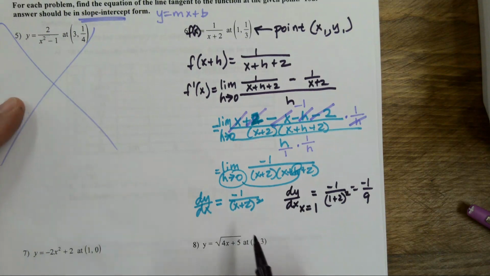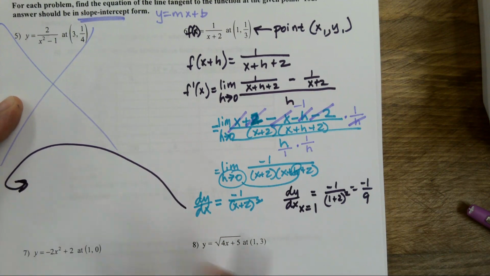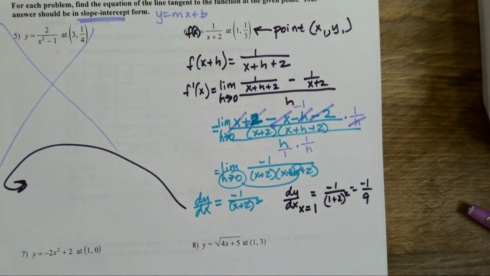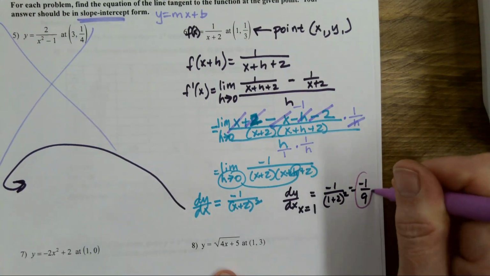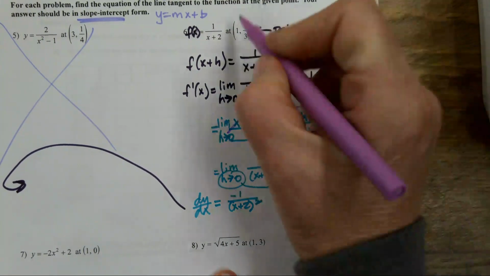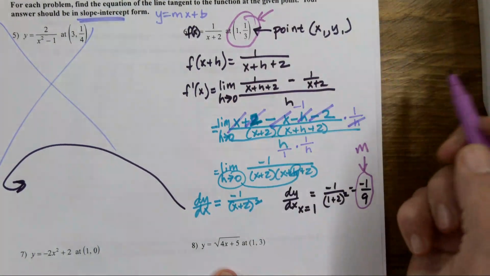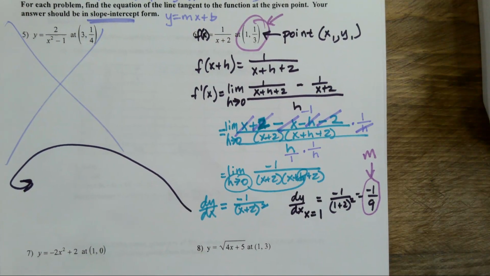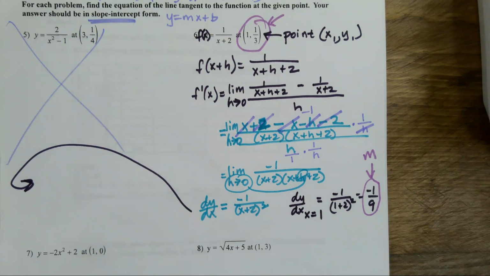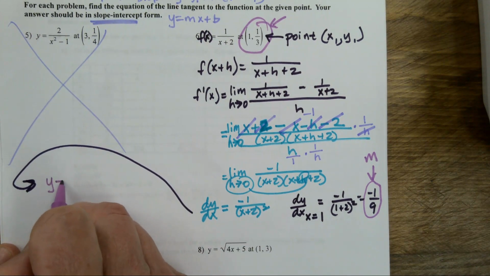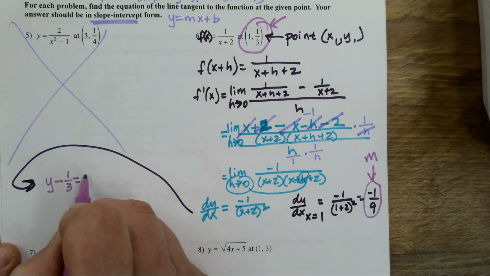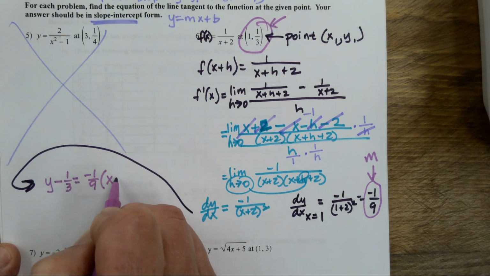I'm going to bring this whole problem over to this other side here just because I kind of ran out of space. I wrote a little bit big. And now I want to put it all together because I need to have the equation of a line. So right now, I have my slope. I have my point. I go ahead and put it together in my point slope form. y minus y1 equals the slope times x minus x1.